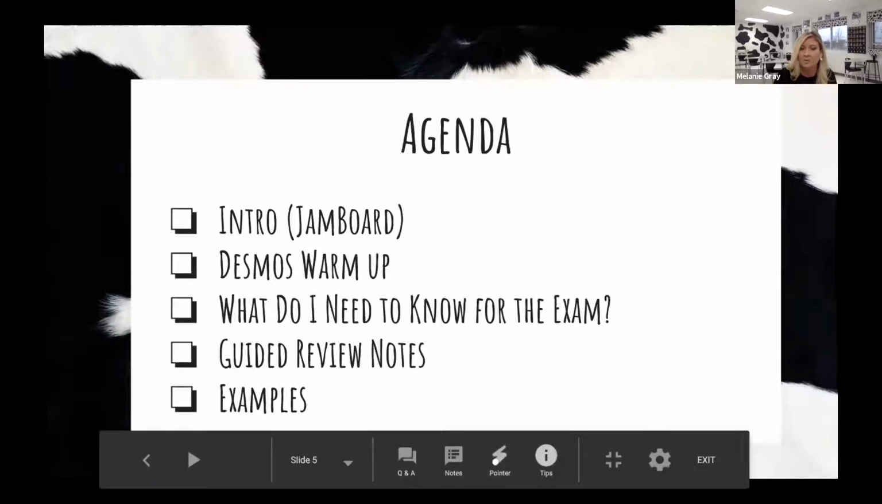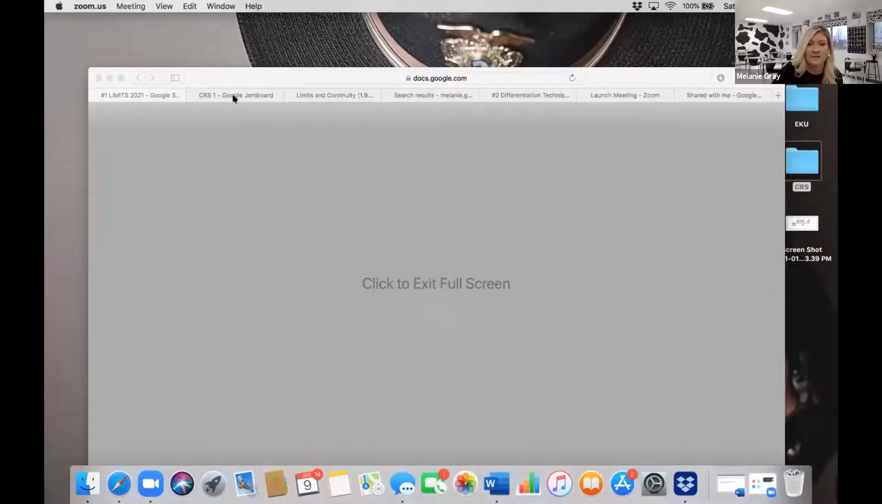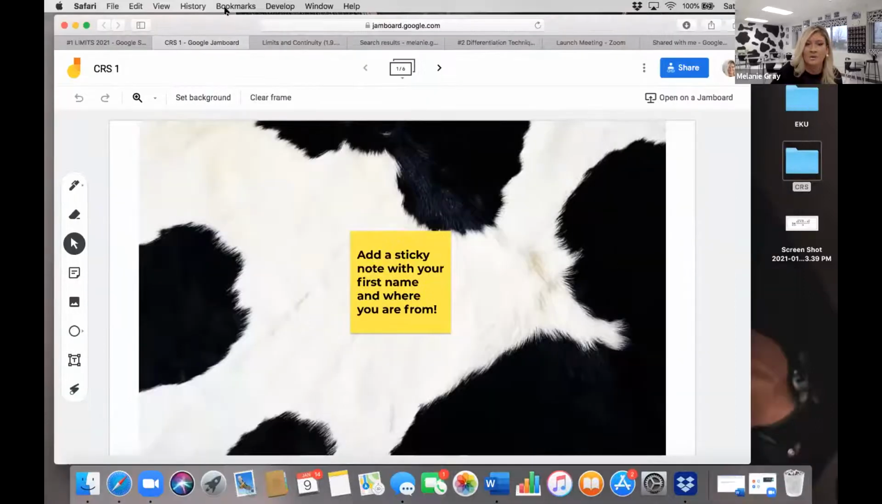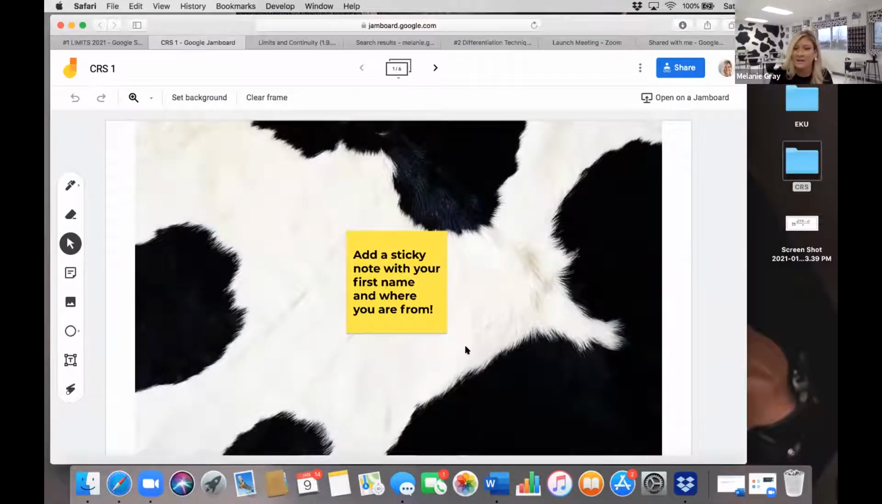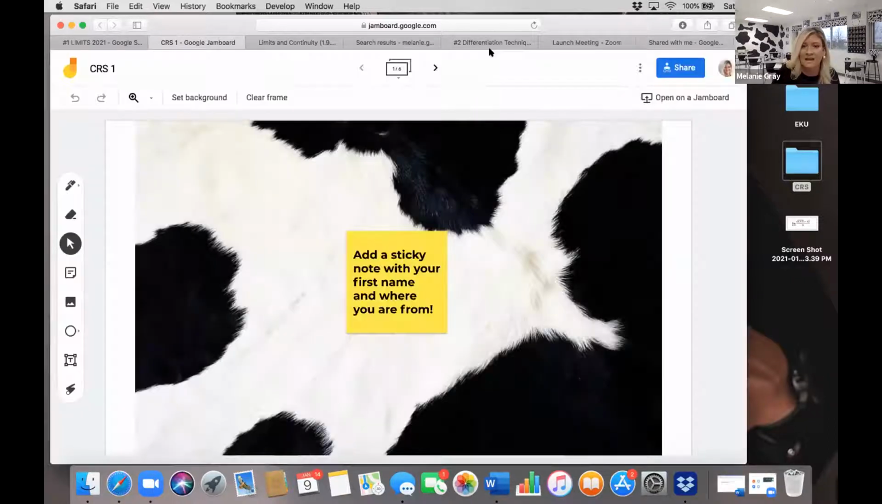So before I drop the link for Jamboard in the chat, I want to show you what it's going to look like and give you a little more instruction before we jump right into that. Hopefully you're seeing my screen here. Once you click on the Jamboard, you should see this. It's a background and a little sticky note that says add a sticky note with your first name. If you go over here to the left, depending on your device, this menu might be at the bottom of your screen. Either way, locate this menu, and if you see this icon I'm pointing to, it's the sticky note icon. If you press on that, you can type in your first name and where you're from.